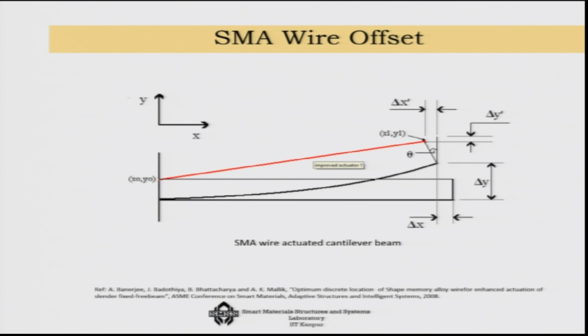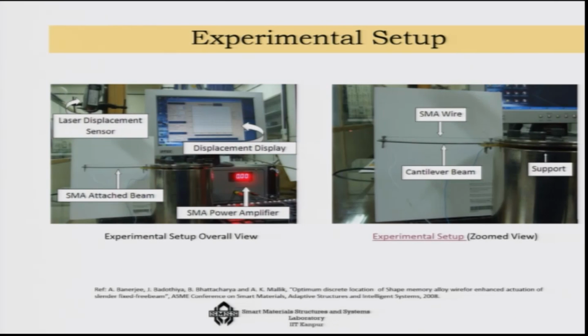So, as you can see here, there are two deformations, x deformation and y deformation of the tip point, that is happening as I am applying power to the SMA wire. This is the SMA wire which I am actually actuating. Here I can show you that this is the experimental setup. As you can see, the SMA wire is attached to the beam, and we have a laser displacement sensor which is sensing the tip displacement of the point. You can see this behavior in a small experimental setup.